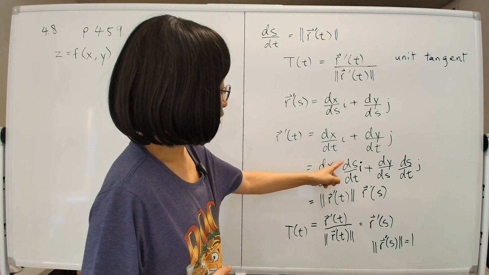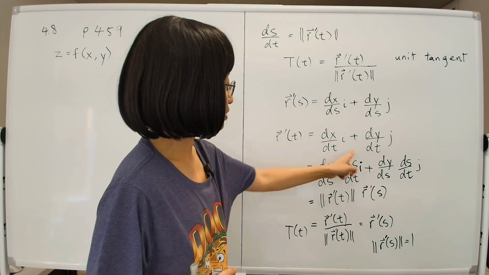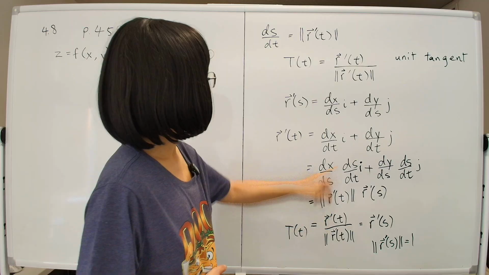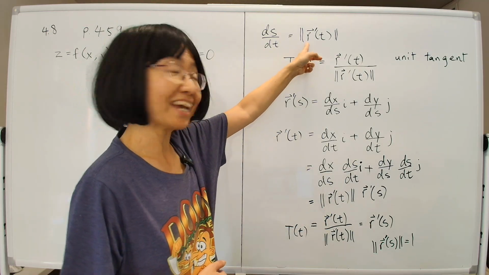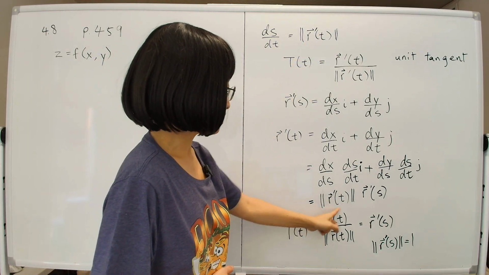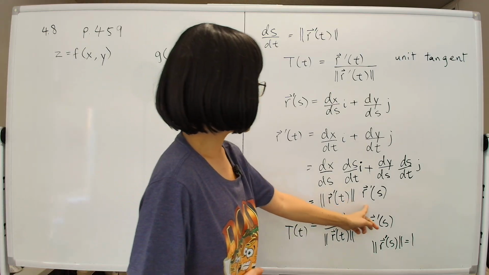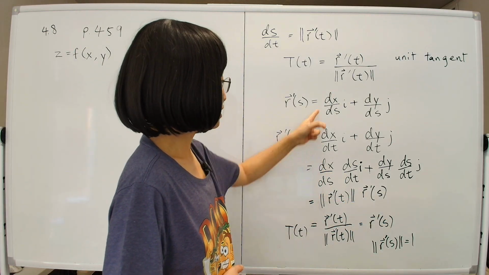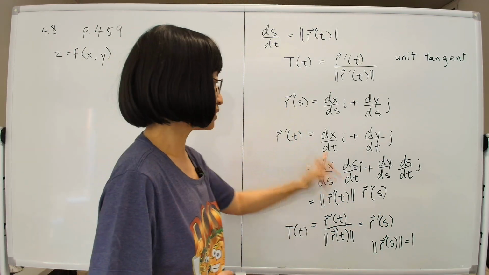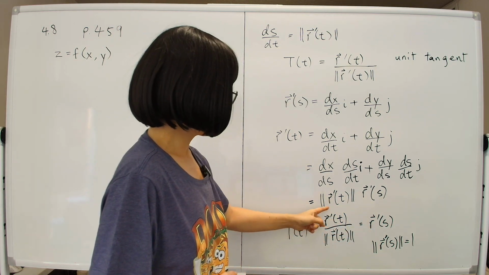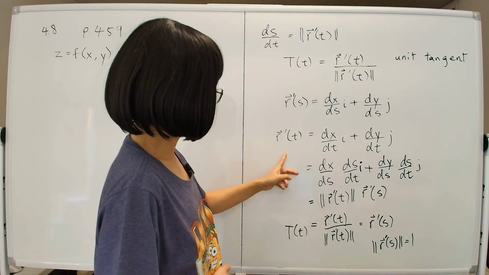Let's factor this out. I'll factor out ds/dt, which is r prime of t, so I'll write it down here. And the rest is just dx/ds, which is r prime of s. So I wrote it down here, and then that's r prime of t, right?